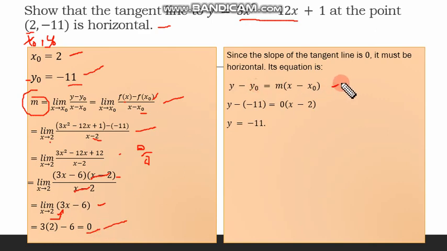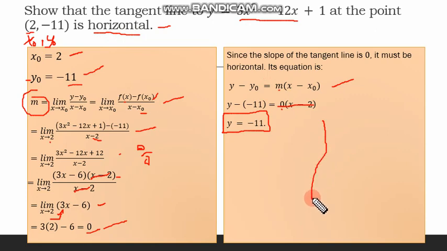So now, if we use the point slope form, y minus y sub 0 equals m times the quantity of x minus x sub 0, we can see that if our m is equal to 0, then this part is equal to 0. So what remains is y minus the y sub 0, or negative 11, so y plus 11. So our y is equal to negative 11. And we could see that really the tangent line is horizontal.